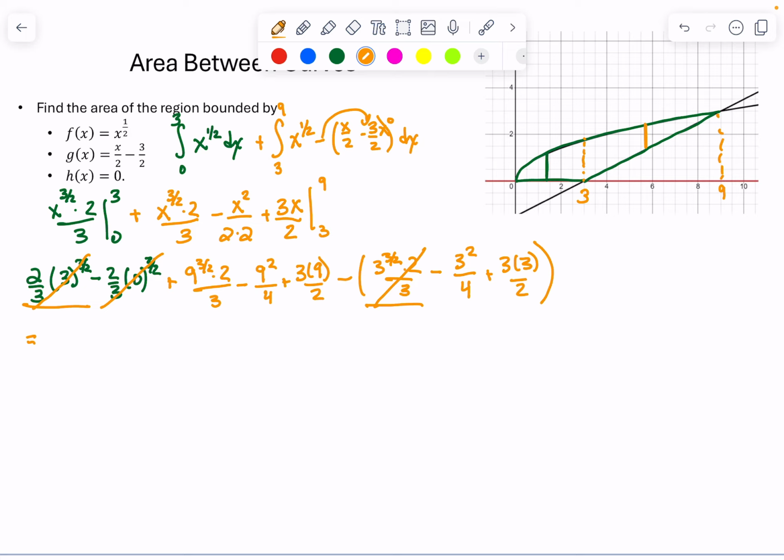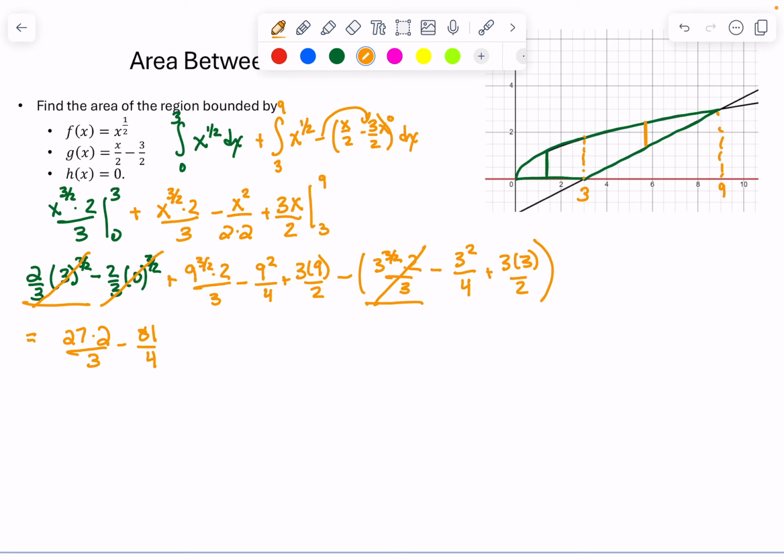9 to the 3 halves. Well, if I take the square root of 9, I get 3, and then I have 3 cubed, which is going to give me 27, and then I'm going to have times 2, and then over 3. All right, my next one, I'm going to get 9 squared, which is going to give me 81 over 4, and then I have 27 over 2. All right, I've got to distribute this minus, so I'm going to now have plus 9 over 4. Distribute this minus, and I'm going to have minus 9 over 2.